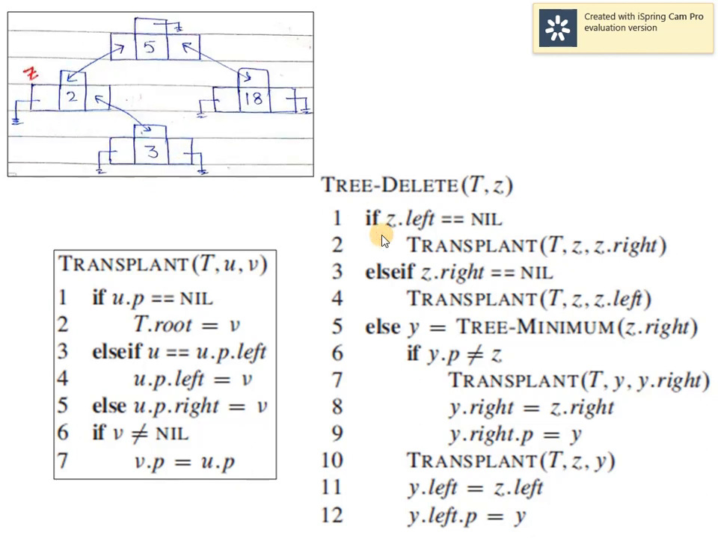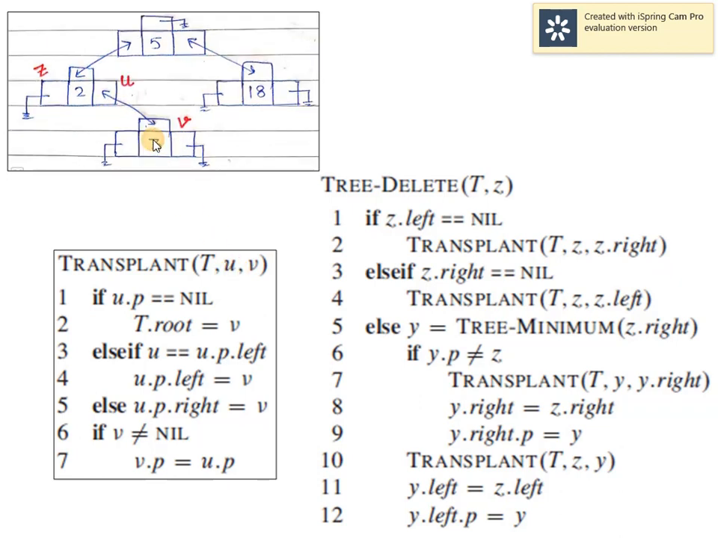Now we will try to delete this node 2 whose left pointer is null but right is existing. So we will call this procedure. Now the pointer z is pointing to node 2, which is to be deleted. Since its left is null, again the transplant procedure will be called with z comma z dot right. So u is equal to z, but z dot right is 3. So v is actually this node. So this is u and this is v.